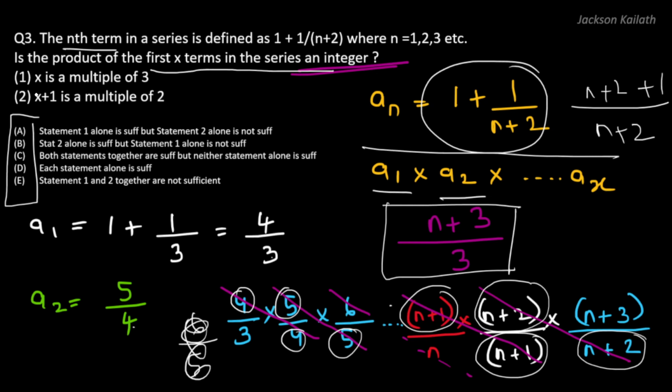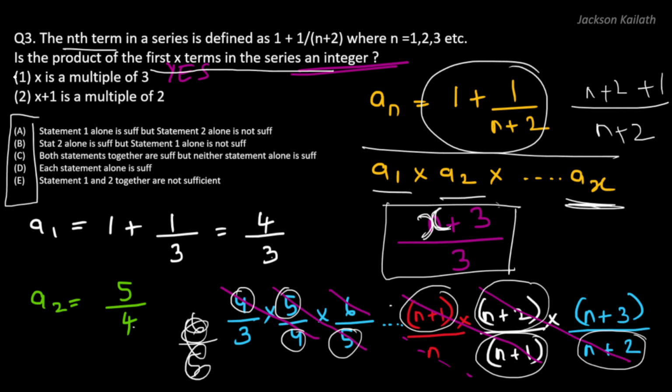The first statement says x is a multiple of 3, and again we can write this as x plus 3 by 3, if it's a of x. So a of x would be 1 plus 1 by x plus 2, and instead of n over here you would just write x. So we have to find whether x plus 3 by 3 is an integer, and as per statement 1 it says x is a multiple of 3. Now if x is a multiple of 3, x plus 3 will definitely be a multiple of 3, and then if you divide that by 3 you will get an integer. So yes, statement 1 alone is definitely sufficient. We have a definite yes.